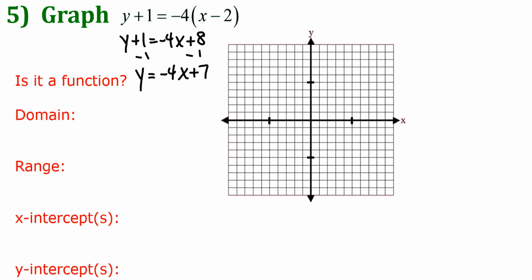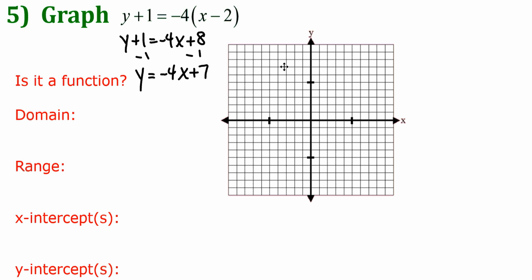Then we would have a like term to combine, so we'd have to move the plus 1 to the other side by subtraction. So now we have y equals negative 4x plus 7. This now looks like the other functions we were working with. So, do you know the starting point of your graph?